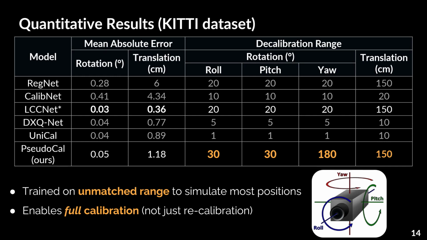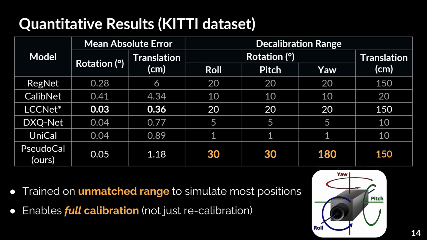With PseudoCal, our main contribution actually resides in the decalibration range columns. Unlike existing methods, which work in 2D, we directly work in the 3D space. This means that we're not bound by the same limits. You can observe that all existing methods max out at 20 degrees in all rotation axes. This is because with a decalibration greater than 20 degrees, there is no common information left between the two modalities. This means that the method would fail.